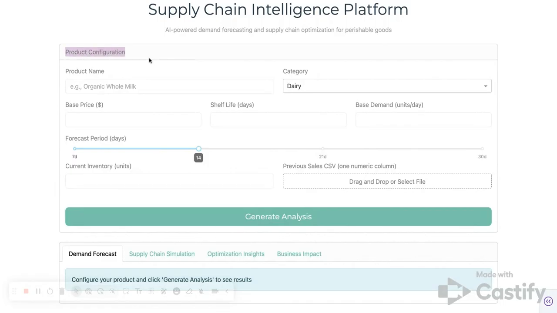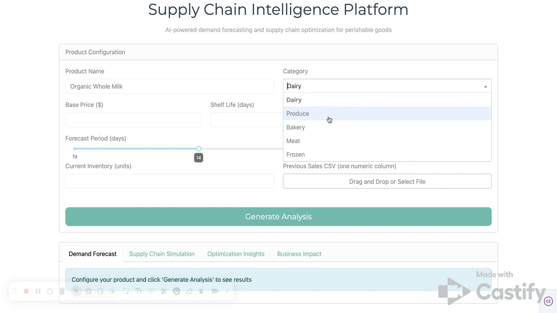With our product configuration, businesses can input their product name, their base price, the category, shelf life, etc. So I'm going to assume I am an organic whole milk business, as you can see, whole milk, and we're in the category dairy. These categories have different presets to allow for accurate prediction.